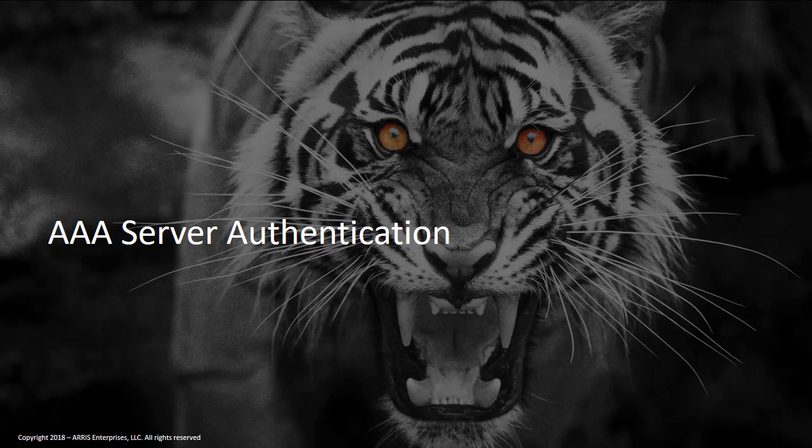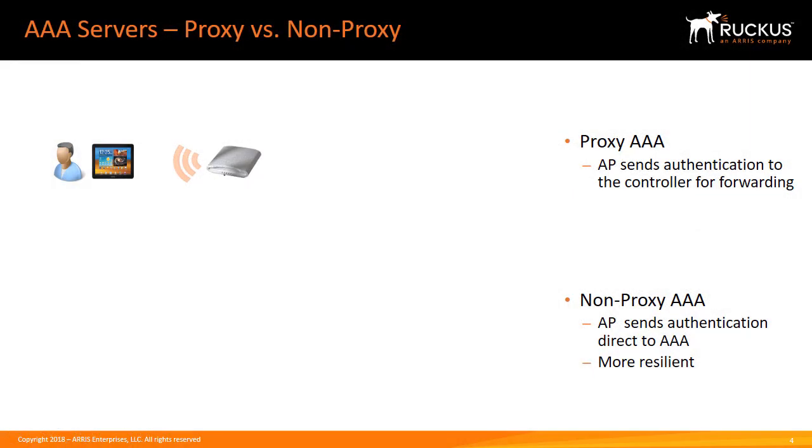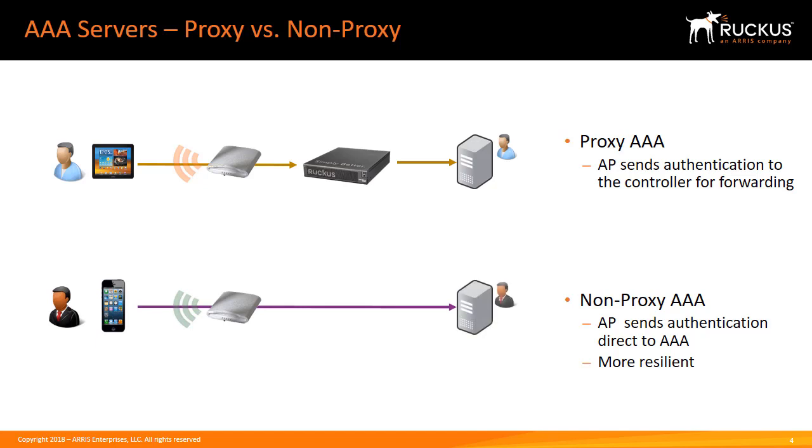AAA authentication servers. In order to understand the AAA services available in SmartZone, you need to understand the difference between proxy and non-proxy AAA services. With proxy AAA, the authentication is managed from the controller, and the controller communicates with the AAA server. With non-proxy AAA services, the authentication is managed between the access point and the AAA server directly. The controller is not part of the authentication process.